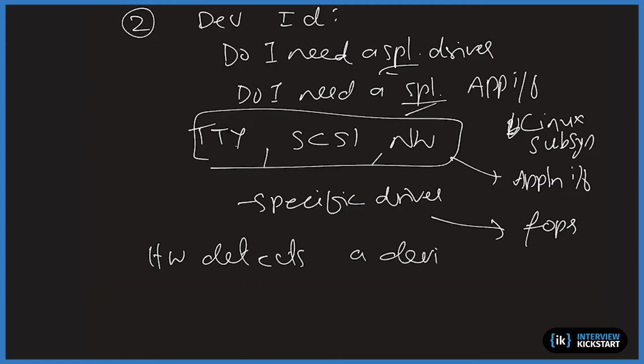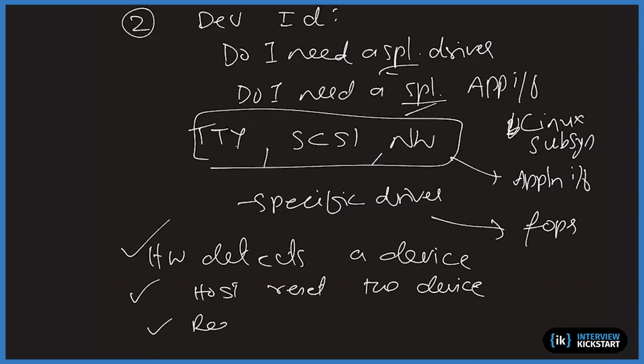So the moment the hardware detects the device, that is done in the previous step. The next thing is the host will reset the device. Here, when I say device, it's not the host, it's the other side. So it will do a reset. Then it tries to read from the device.